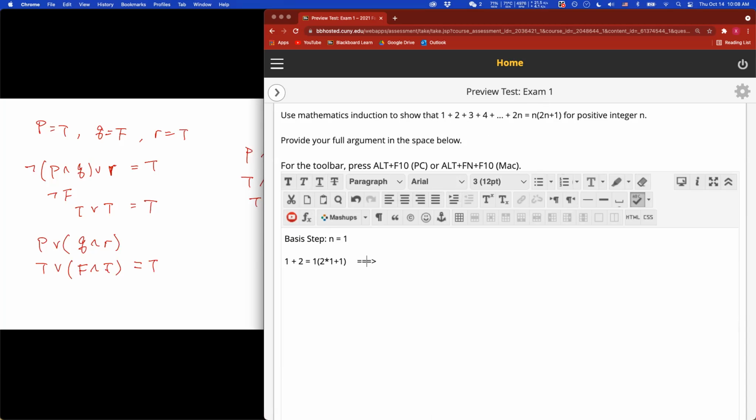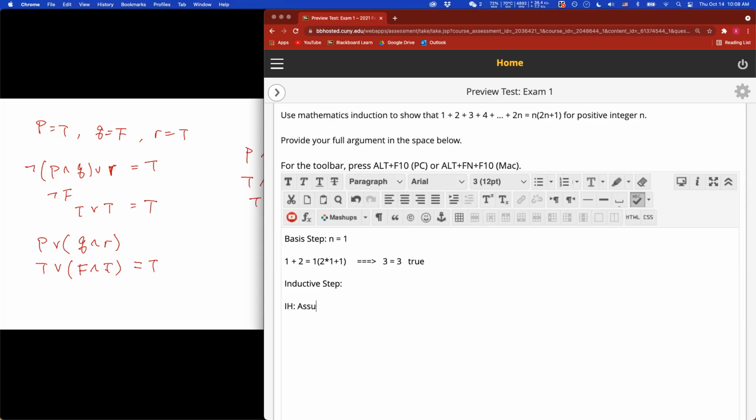And that will give you 3 equals 3, which is true. Okay, so we passed the basic step. Now again, we will have the inductive step. So you need to make the inductive hypothesis.